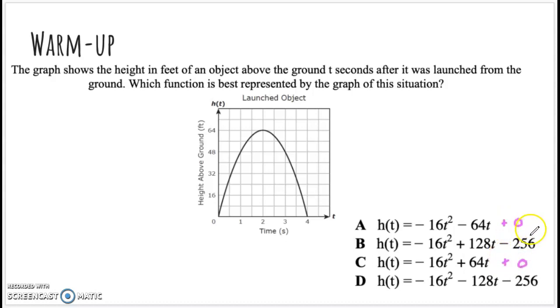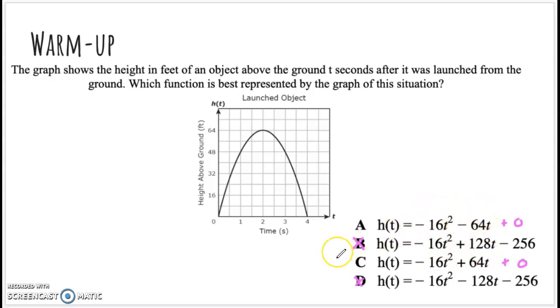And these actually still tell us, just like in our linear functions, the b tells us the y-intercept. This last number here actually tells us our y-intercept. So that helps us to eliminate the b and the d value. They're not crossing our y-axis at negative 256. So then that leaves us with negative 16t squared plus 64t and negative 16t squared minus 64t.